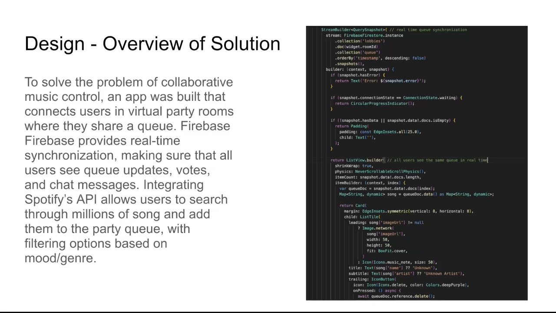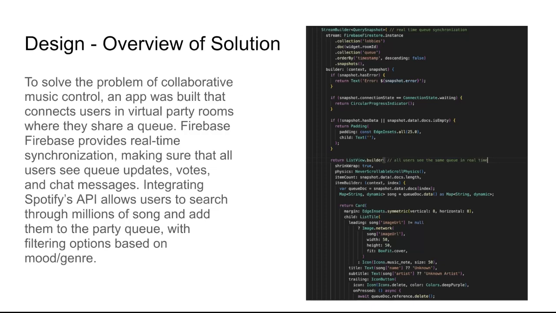This stream builder snippet on the right demonstrates the core of our solution. The snapshots method creates a live connection to the Firestore database, listening for any changes in the queue collection. And whenever somebody wants to add or remove a song, the stream builder automatically rebuilds the UI with the updated data. We order songs by timestamp to maintain fair play order, and the list view builder creates a card for every song, displaying its artwork, name, and artist.